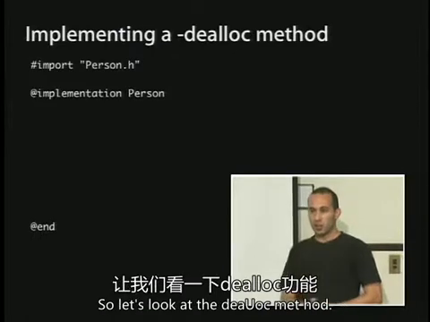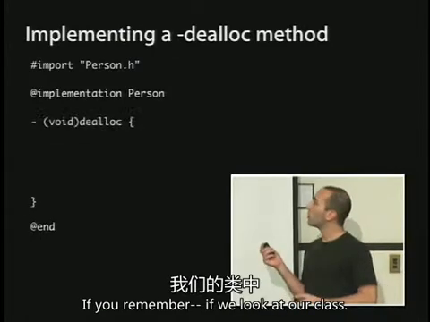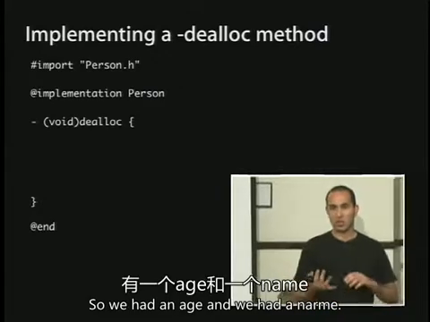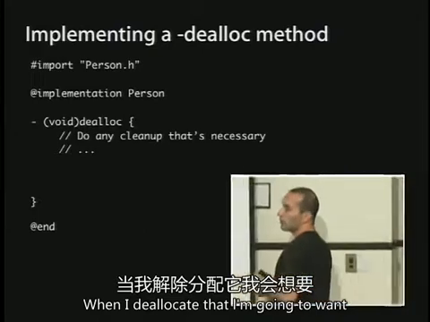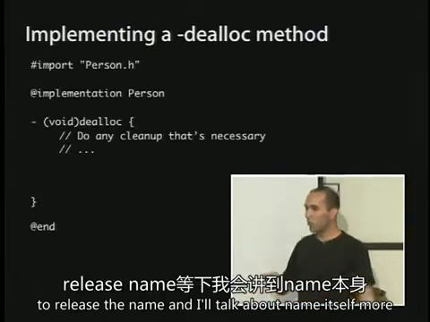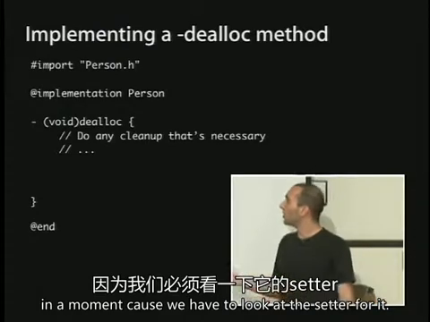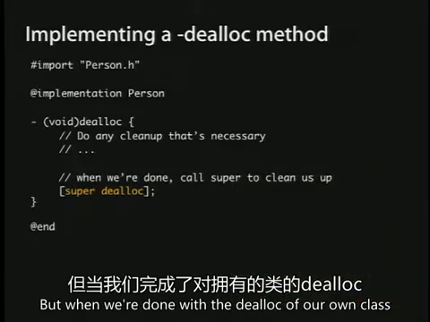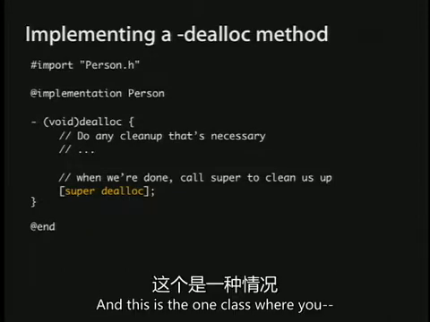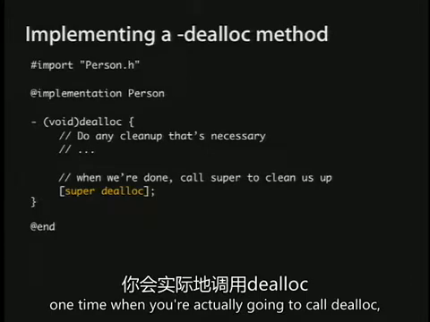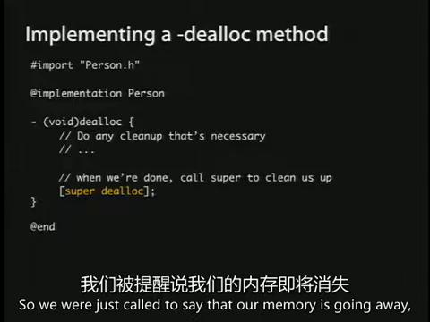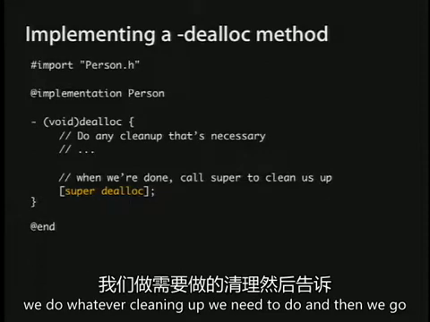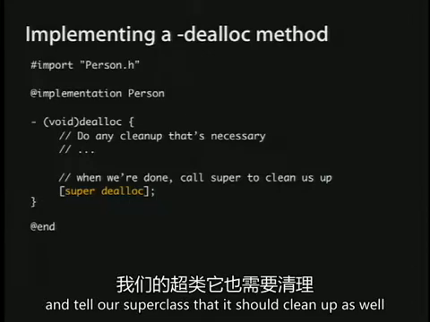So let's look at the dealloc method. If we look at our class, we had an age and we had a name. When I deallocate that, I'm going to want to release the name. I'll talk about the name itself more in a moment because we have to look at the setter for it. But when we're done with a dealloc of our own class, we need to make sure that we call super. This is the one time when you're actually going to call dealloc, only when you're calling super. We were just called to say that our memory is going away. We do whatever cleanup we need to do, and then we tell our superclass that it should clean up as well.